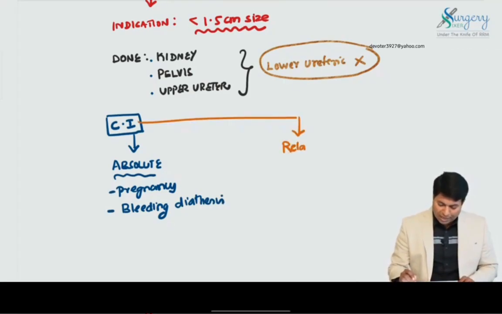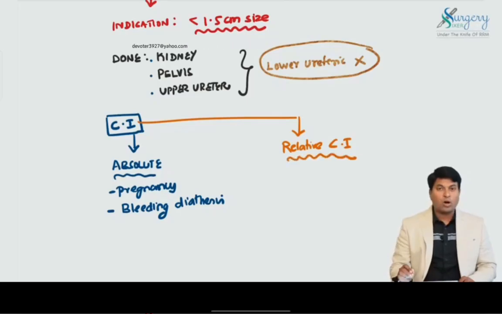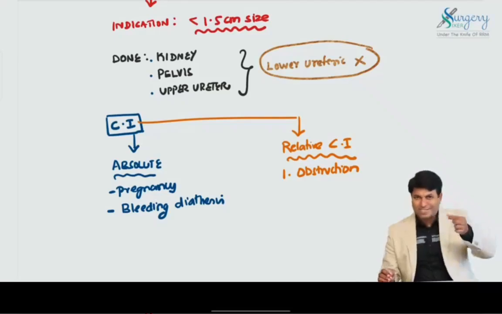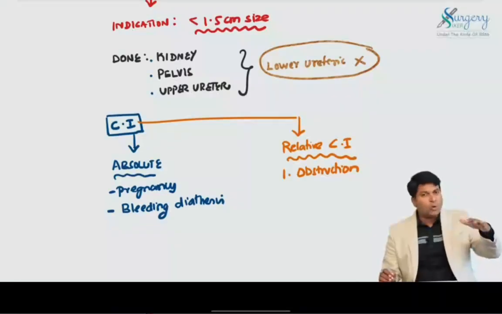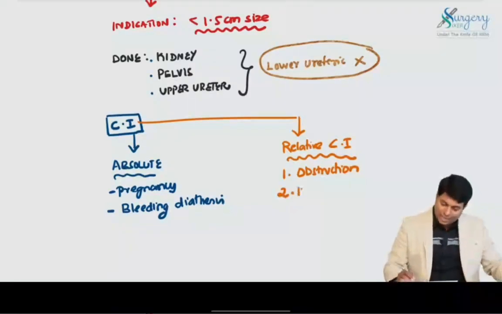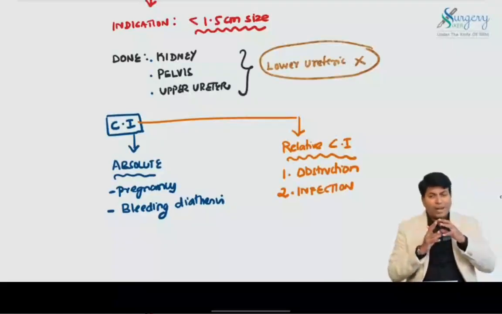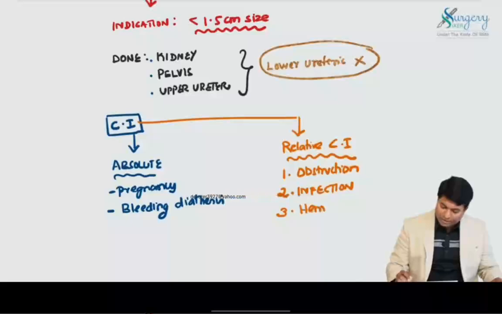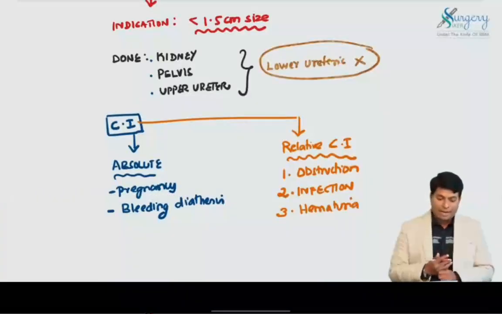The relative contraindications are, if there is an obstruction in the urinary system, for example a distal ureteric stricture or a stone obstructing the distal ureter. At that time, we cannot go and break the stone. If there is an infection, when you break the stone the bacteria will enter the blood circulation and cause urosepsis. Also a patient with significant hematuria, and if there is renal dysfunction.